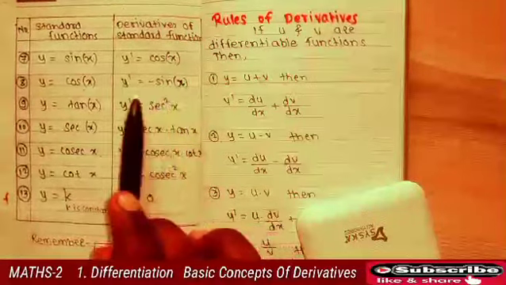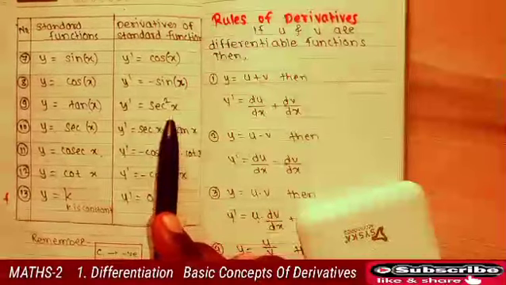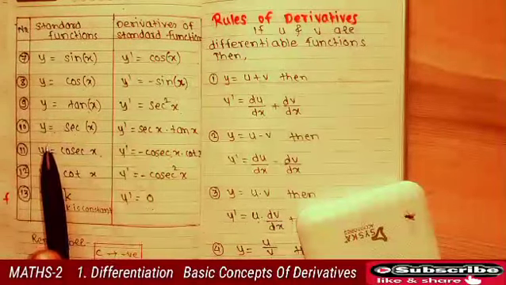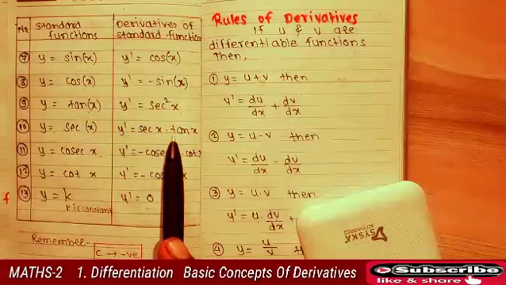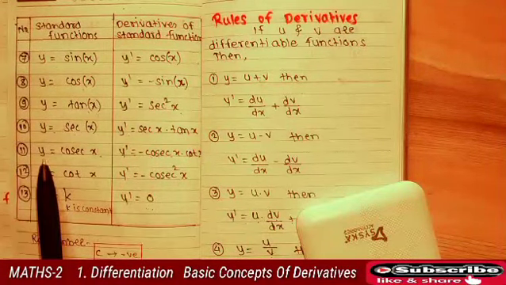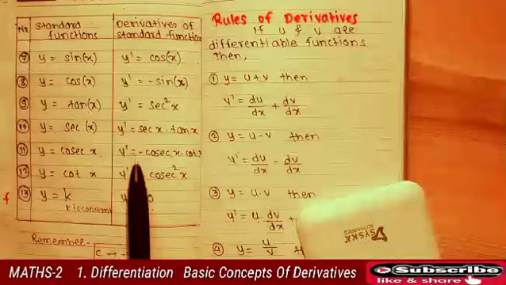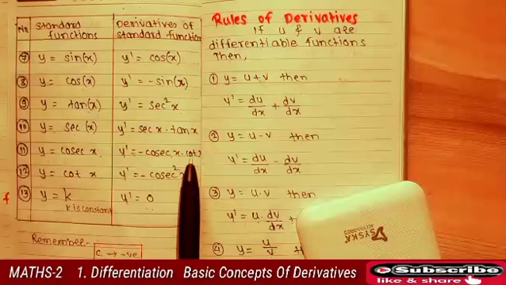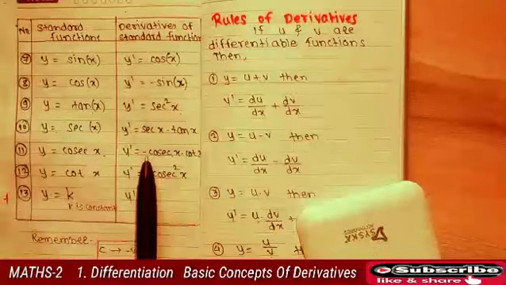Ninth formula, if y equals tan x is the standard function, then its derivative y dash equals sec square x. 10th formula, y equals sec x, its derivative y dash equals sec x into tan x. 11th formula, if the standard function is y equals cosec x, then its derivative y dash equals minus cosec x into cot x. Cosec x, its derivative becomes negative.